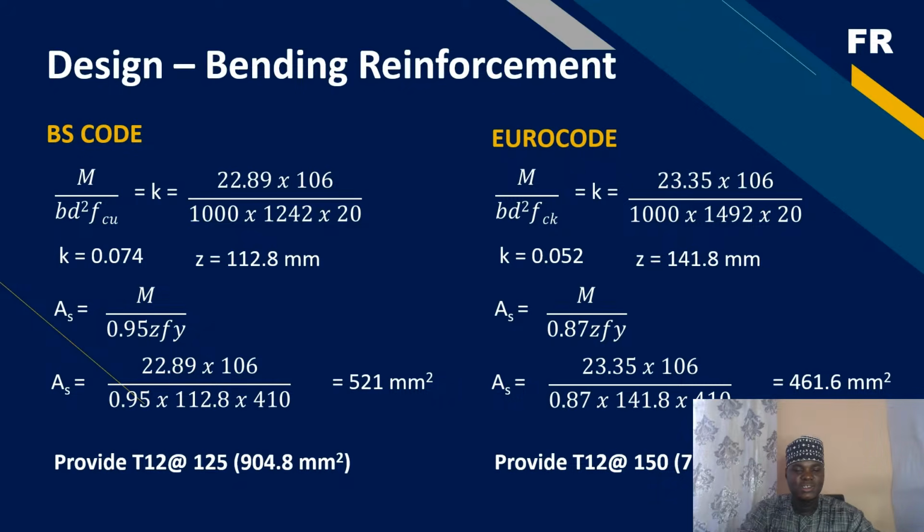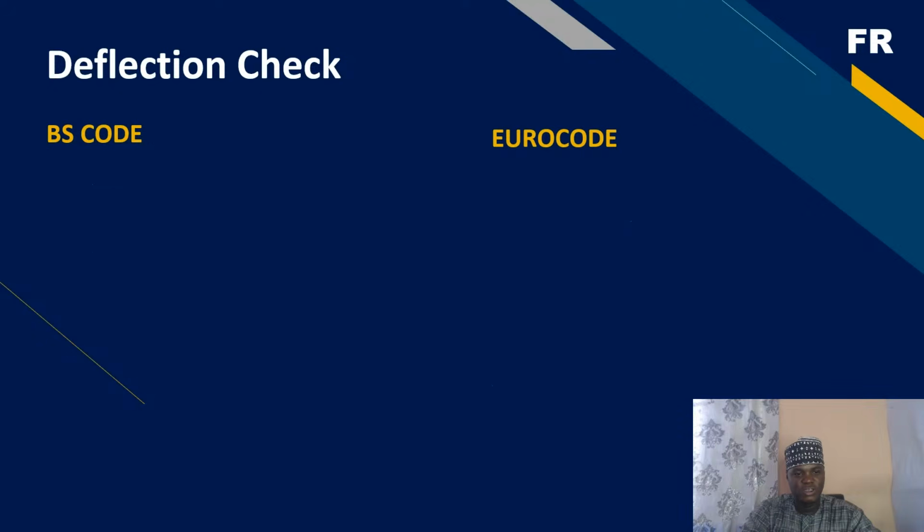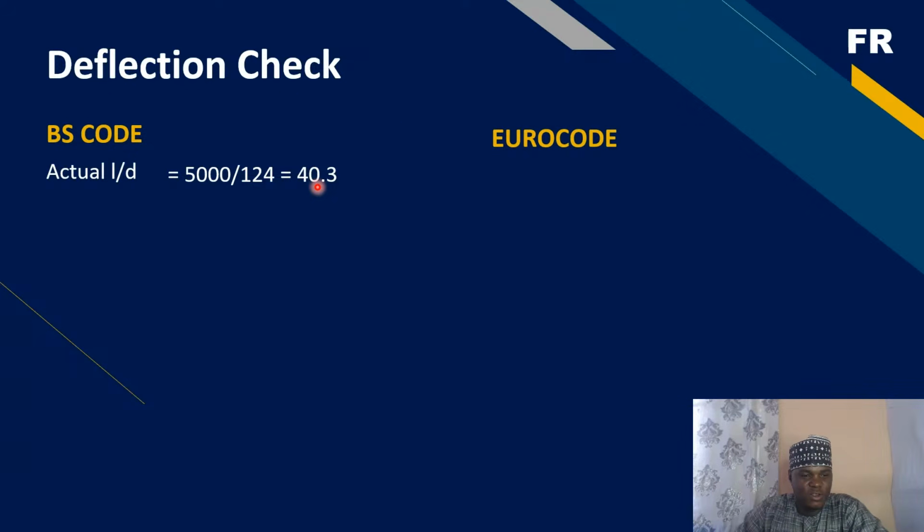So now the critical part of the design, which is the check for deflection. To check for deflection according to the BS code, the first thing we have to establish is the actual length to depth ratio. The short span is what we are going to be using. The short span is 5 meters. The depth is 125 effective depth. So we have 40.3. What we want to achieve here is that the limiting ratio from the code must be greater than this actual for the deflection to be okay.